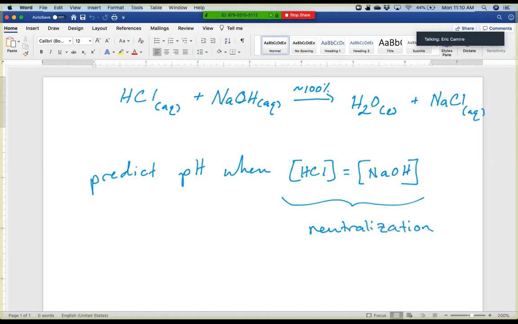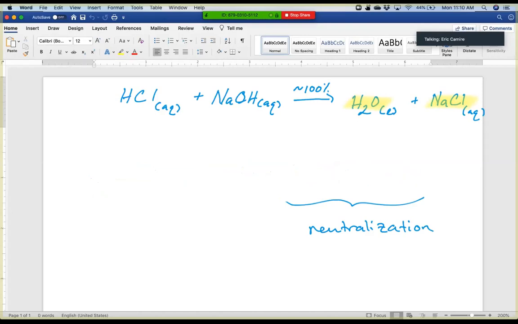Though in general, anytime you have an acid and a base react, we call it neutralization. The reason why this would be defined as neutralization is because you made water that doesn't affect the pH because it's neutral, and then you form a salt. The thing is, the salt can and sometimes cannot affect the pH. So we'll talk about that a little bit. So let's back up. It says predict the pH when the concentration of hydrochloric acid equals the concentration of sodium hydroxide.